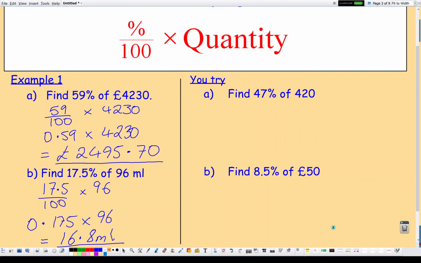Can you now do the two that are for you to try? Find 47% of 420 and find 8.5% of £50 using your calculator. I'm going to give you 2 minutes to do this now. Put your hand up, please, when you are finished those two questions.